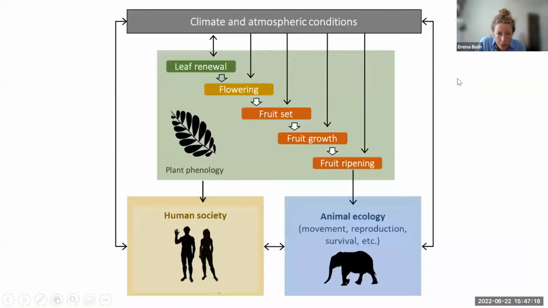So I can't see the top of this on my screen, but hopefully you can. At the top, it just says climate and atmospheric conditions. If online, you can't see that.